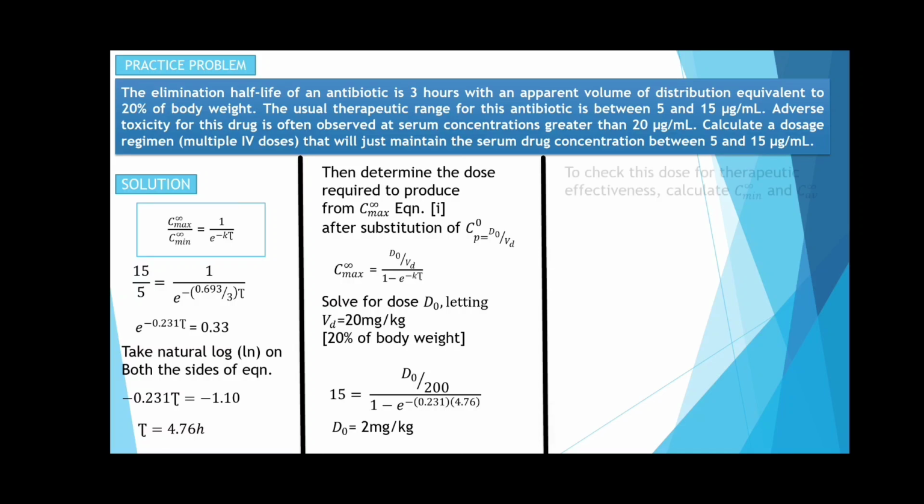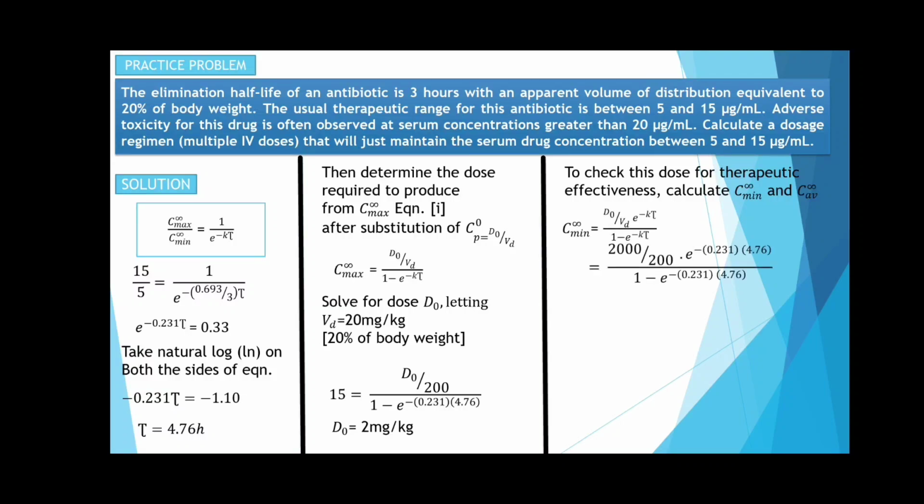Next we will cross check the value. To check this dose for therapeutic effectiveness, we need to calculate how much minimum steady state concentration and maximum steady state concentration we are getting. With the help of this 2 mg per kg dose, which is given after every 4.76 hours, are we getting the minimum and maximum steady state concentrations of 5 and 15 microgram per ml or not? We should cross check this with the help of the same formula.